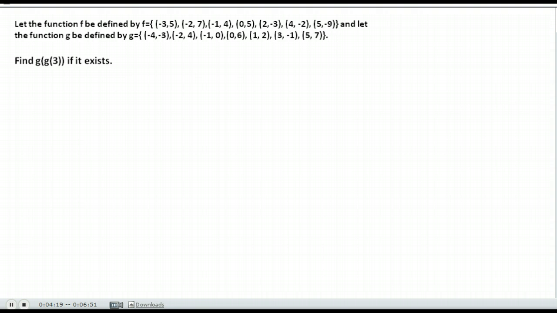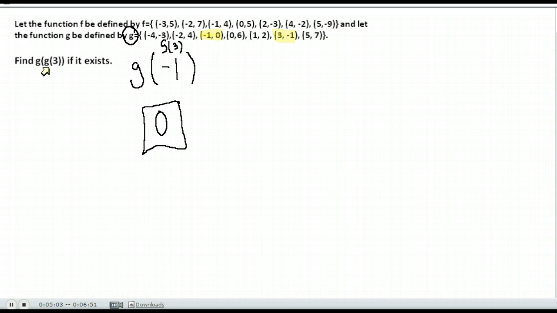All right, g of g of 3. So again, you start from the inside. So let's go to the g function and find g of 3. Okay, so g of 3, do we have a 3? That's our first question. We do. When x is 3, y is negative 1. So now we found g of 3 was negative 1. We're finding g of negative 1. So we go back to the function where we have g, and we want to know what happens when x is negative 1. If it's not there, it's undefined, but this is here. When x is negative 1, y is 0. So our answer is 0.